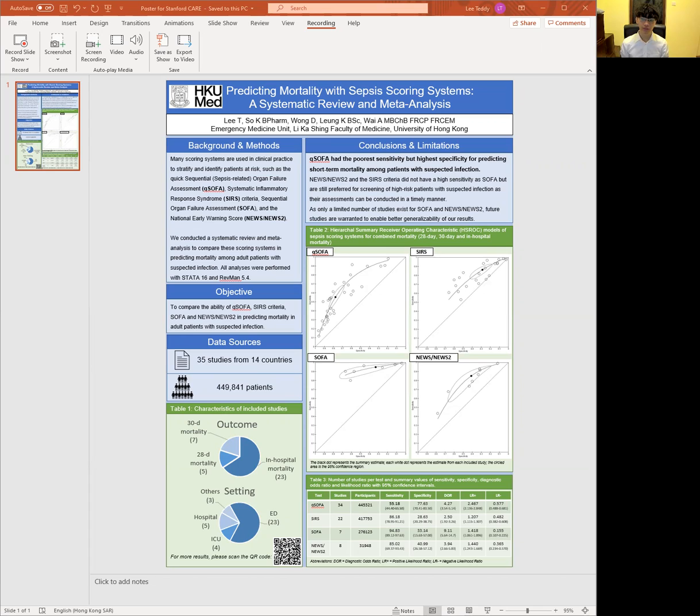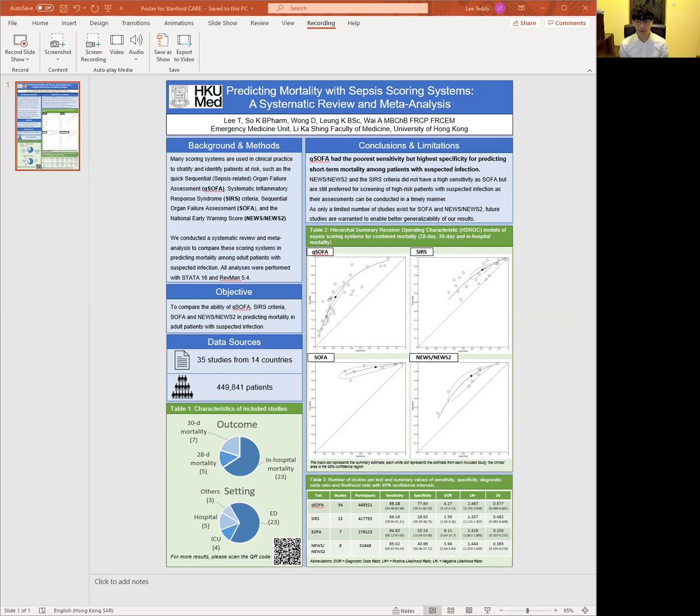You can find our main results on the right, where our hierarchical summary receiver operating characteristic curves, or HSROC curves, are shown. These plots might look complicated, but the main idea is that the y-axis is ordered by increasing sensitivity and the x-axis is ordered by decreasing specificity. Each circle there represents the sensitivity and specificity value of an individual study, and the black dot is the summary pooled estimates of sensitivity and specificity of all the studies. The 95% confidence region is indicated by the region encircled by a dashed line.